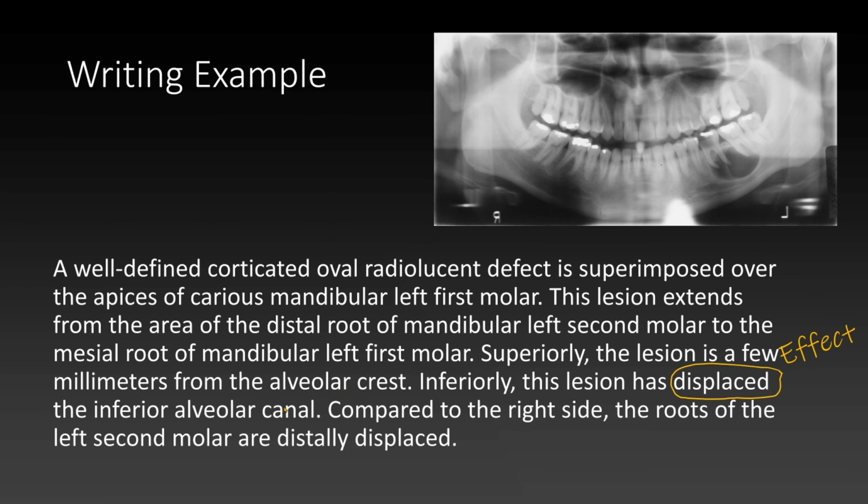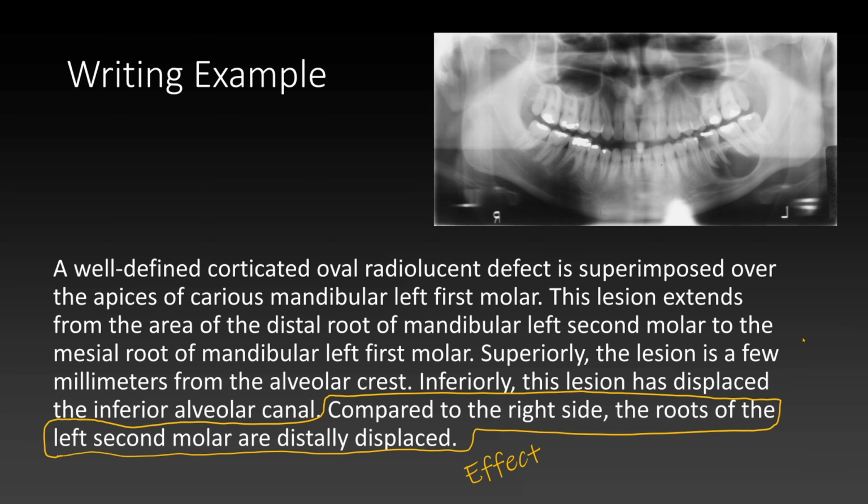In the same sentence, I have also described the effect of the lesion. This lesion has displaced the inferior alveolar canal. I'll continue to describe the effect of the lesion on the neighboring structures. This lesion has displaced the roots of the second molar. With this description, I'm thinking of an expansile lesion, a lesion that may have hydraulic pressure.